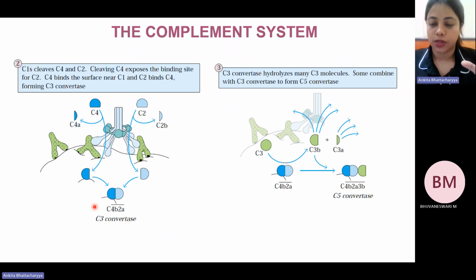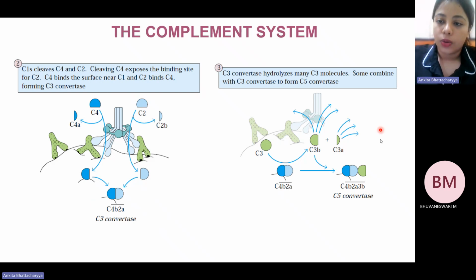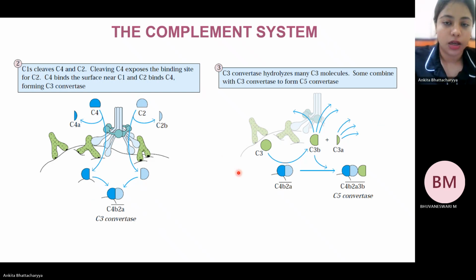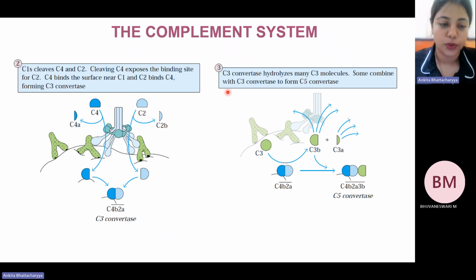The smaller one diffuses away in most cases. The larger one continues and forms part of the next enzyme in the cascade. So now the C3 convertase will hydrolyze multiple C3 molecules. So that is why we kept saying that the key amplification step in the complement cascade is the step where C3 convertase is formed and C3 molecules are getting cleaved. Not shut down, they're getting cleaved.